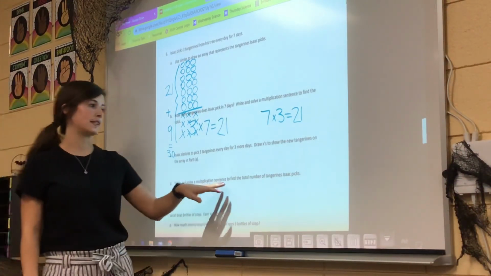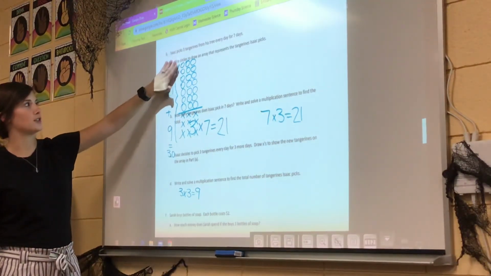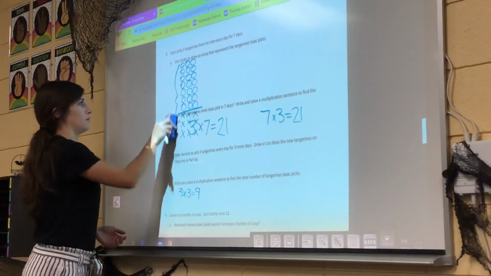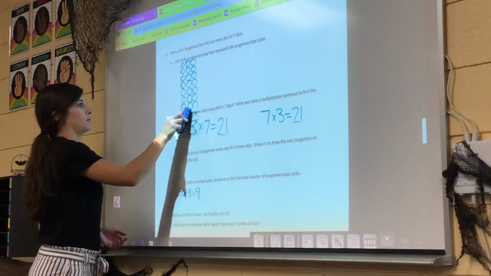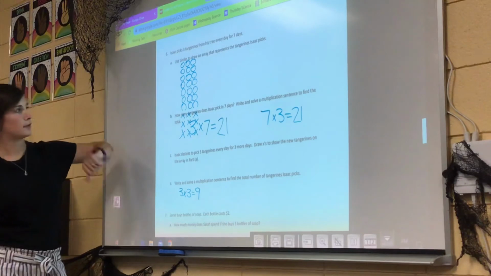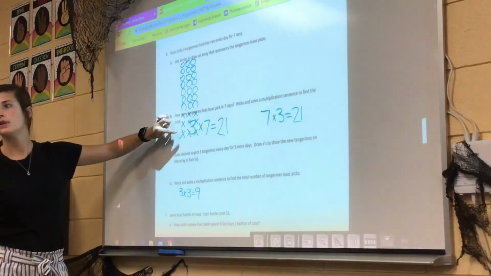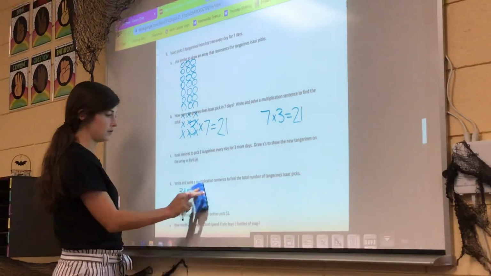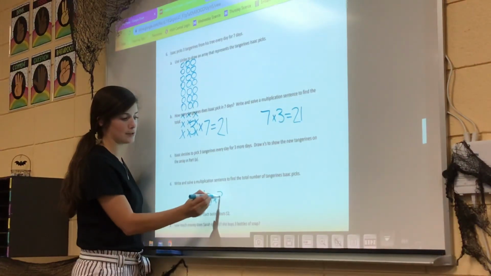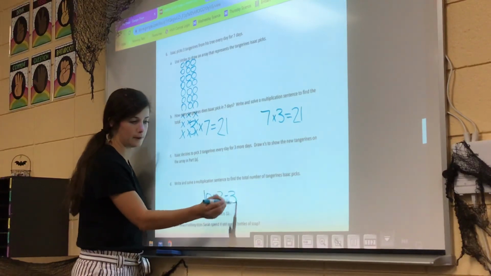I want a multiplication sentence to find the total number of tangerines Isaac picks. So if we're making a multiplication sentence for this entire array, what will it look like? The whole array. How many rows do we have? 1, 2, 3, 4, 5, 6, 7, 8, 9, 10 rows. 10 times 3, because there's 3 in each row, equals how many total? 30.